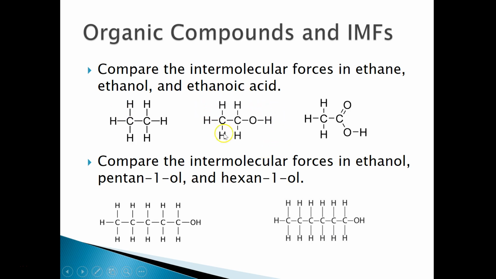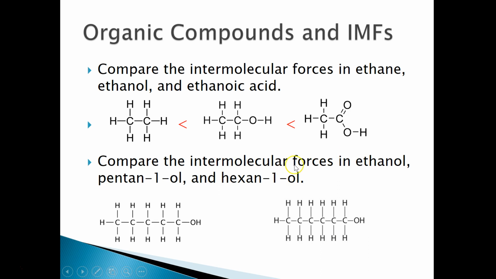Now if we look at ethanol, ethanol has oxygen bonded to hydrogen, so it has hydrogen bonding. So we would expect the boiling point of ethanol to be higher than that of ethane. If we look at ethanoic acid, ethanoic acid also has the hydroxyl group giving the hydrogen bonding, but it also has a carbon-oxygen double bond here giving an additional dipole moment in the molecule. So when you look at the boiling points, the boiling point of ethanoic acid will be greater than the boiling point of ethanol, which will be greater than the boiling point of ethane.